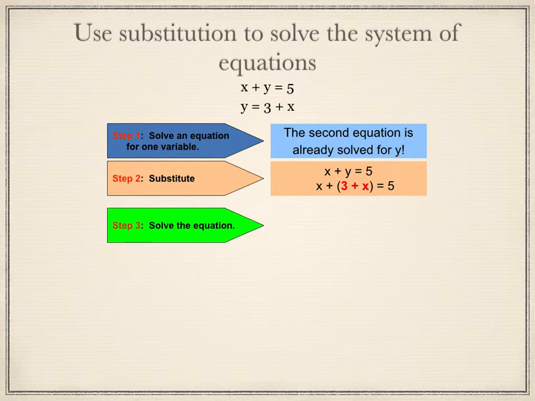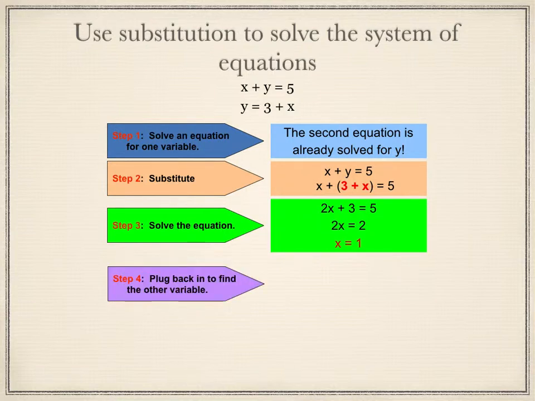Then we want to solve our equation. So we're going to combine like terms. x plus x is 2x plus 3 is equal to 5. Then we subtract 3 from both sides, and we get 2x is equal to 2. Then we want to get x by itself, so we need to divide both sides by 2, and we get x is equal to 1.